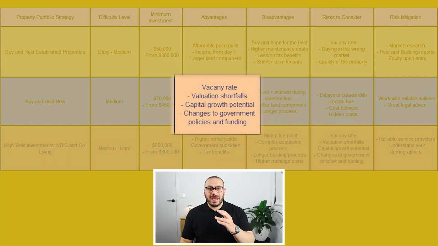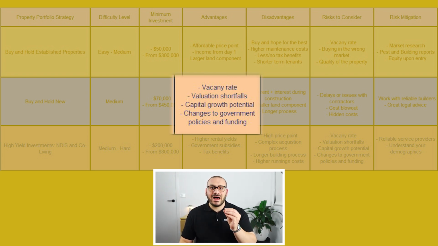For example, NDIS properties and co-living properties take longer to occupy. So when buying these properties, you have to factor in that you might end up with a completed product that is taking a little while to rent out, which means you are going to have to cover the mortgage. These properties also usually suffer from valuation shortfalls, so you might need to chip in more of your money into the property to get lending.